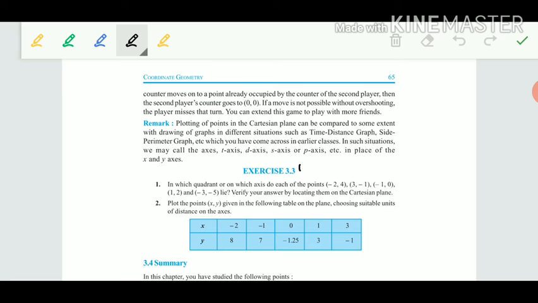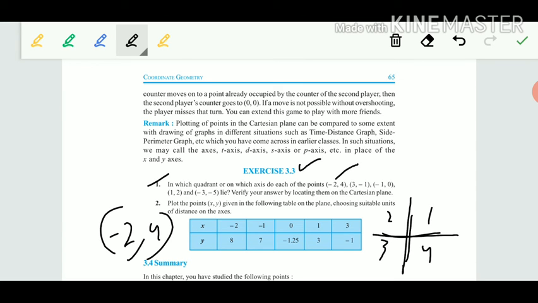Now we will discuss the last exercise, 3.3. First question is, in which quadrant or on which axis does each point lie? Either it is lying in any quadrant or it is lying on the x-axis or y-axis. You have to find it. Points are given. First point is (-2, 4). X value is negative, y value is positive. In which quadrant is it lying? Yes, it is lying in the second quadrant.